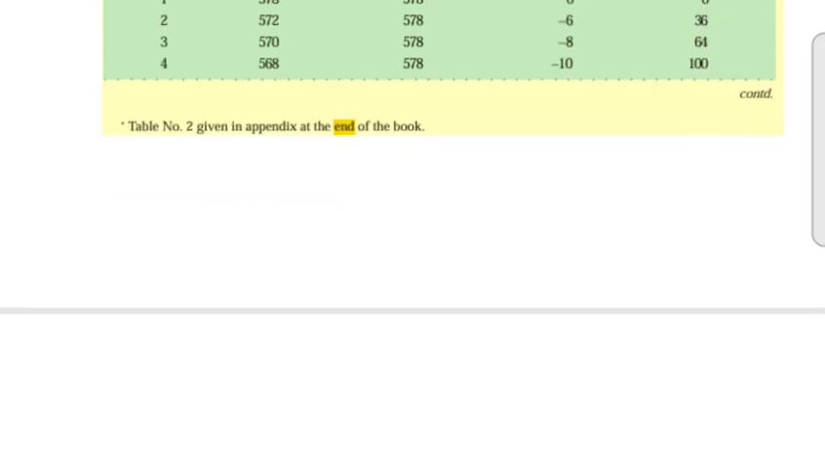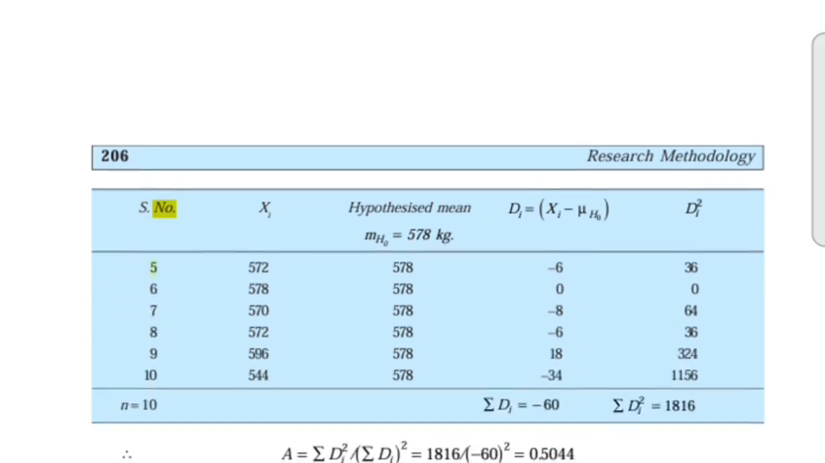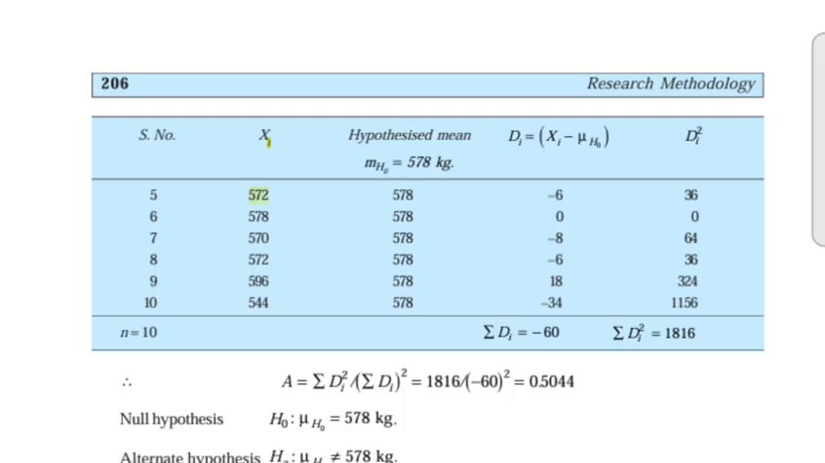Continued. Serial numbers 5 to 10, n = 10, Xi values 578, 570, 572, 596, hypothesized mean μH0 equals 578 kg.